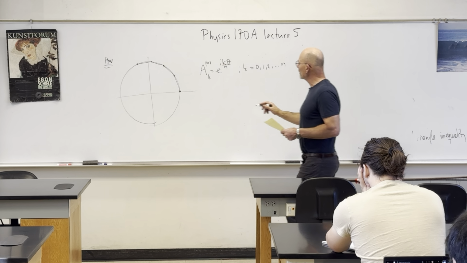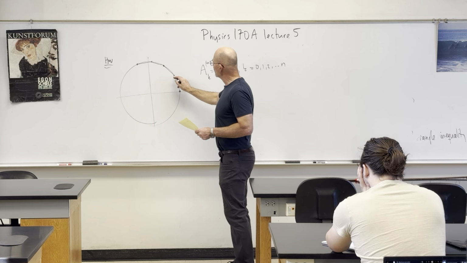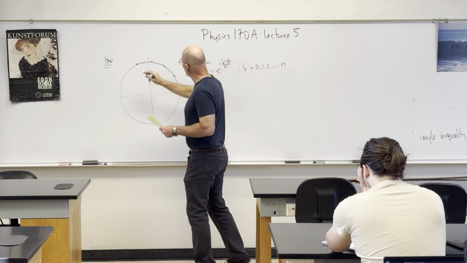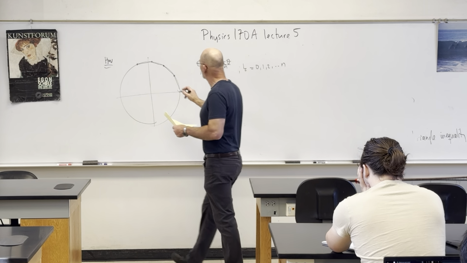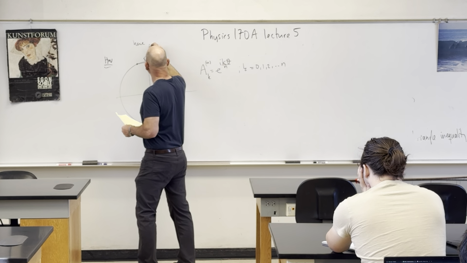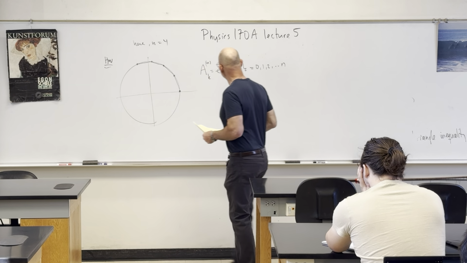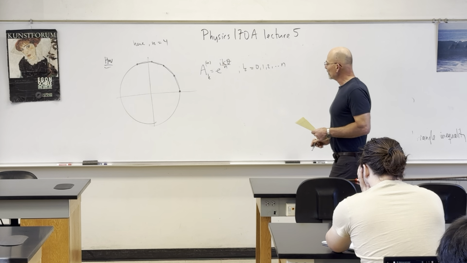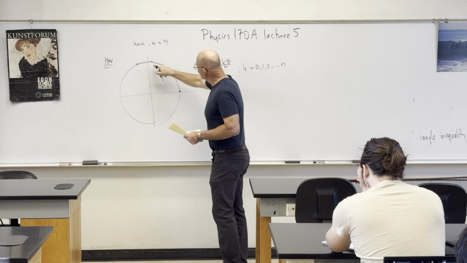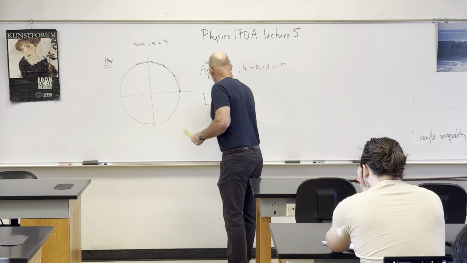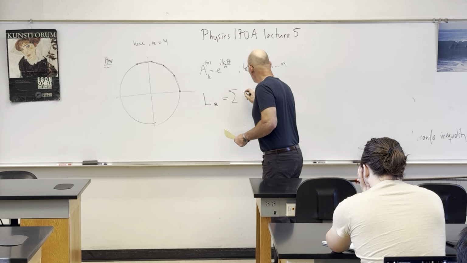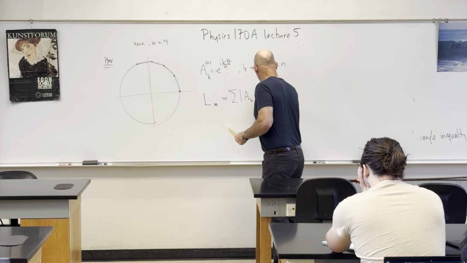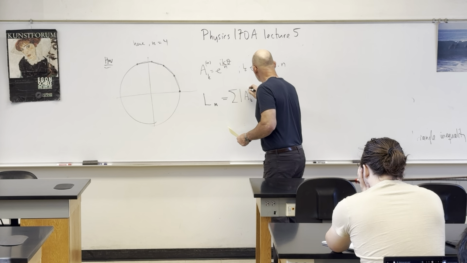So k equals 0 is this one. k equals 1, 2, 3, 4. So this is an example for n equals 4. And what we're doing is summing up the lengths of these. So L_n is equal to the sum of all of these magnitudes, |a_k − a_(k−1)|.